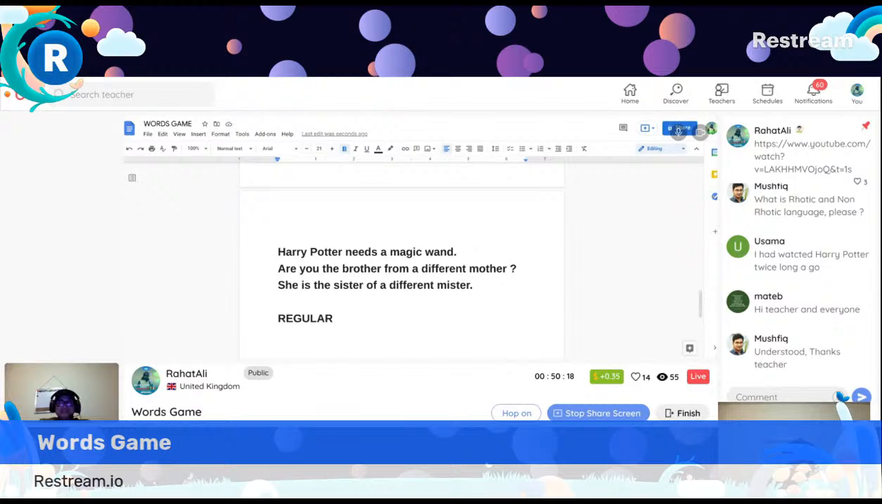Are you the brother from a different mother? She's the sister of a different mister. So you see, in all of these words, R is not pronounced. Rather, it has been replaced by a vowel sound because of the techniques of British phonetics rules, I should say more clearly.